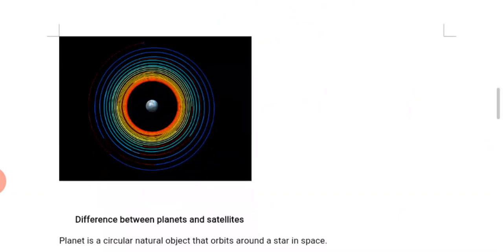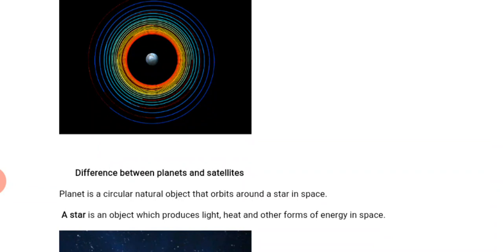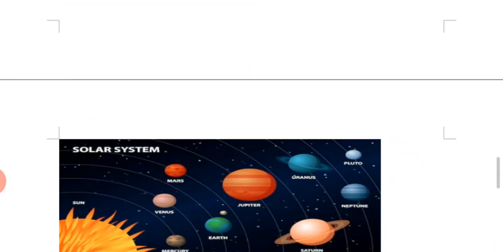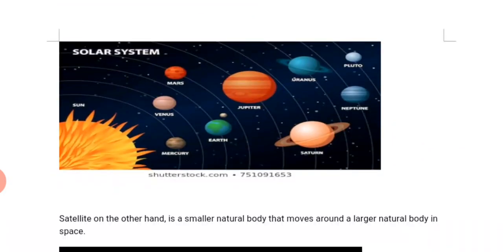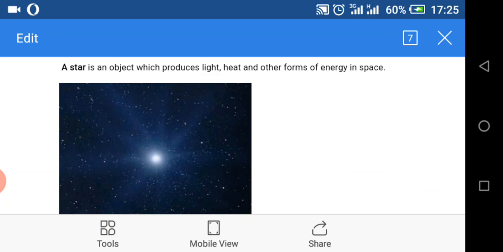We also told ourselves the difference between planet and satellite. We said a planet is a circular natural object that orbits around a star in space, while a satellite is a smaller natural body that moves around a larger natural body in space. That is to tell us that the planet is bigger than the satellite.